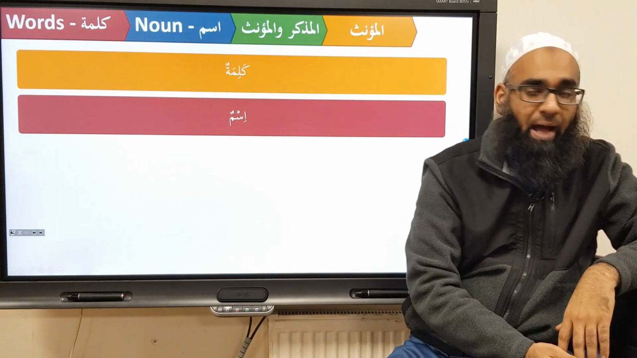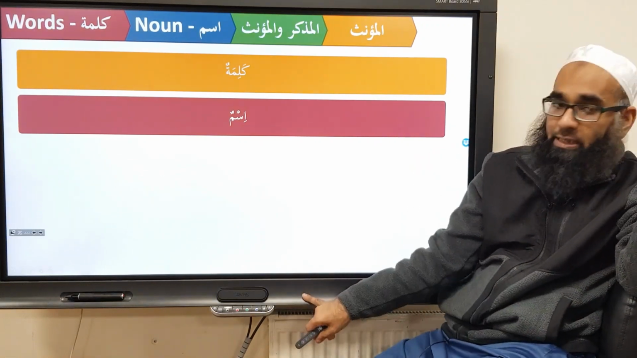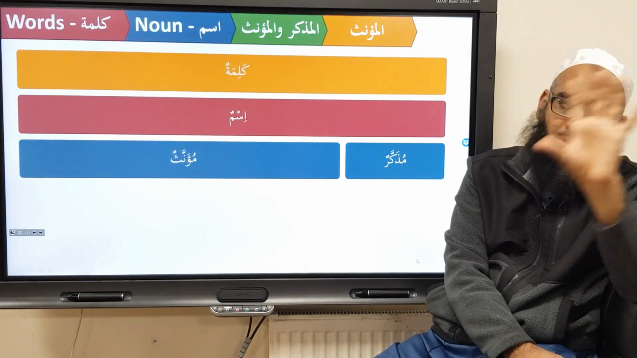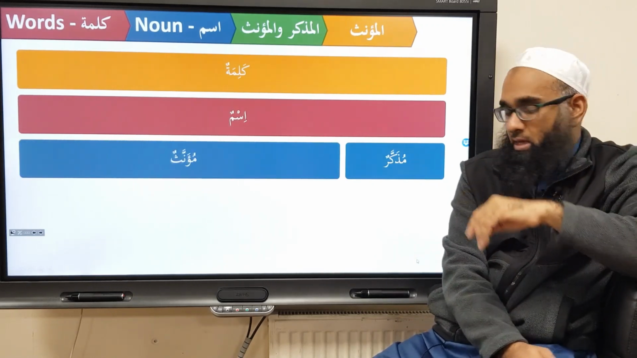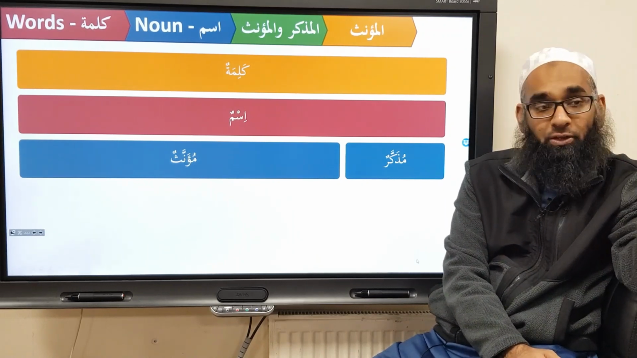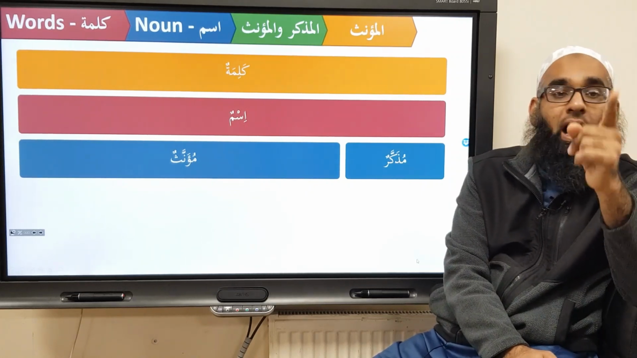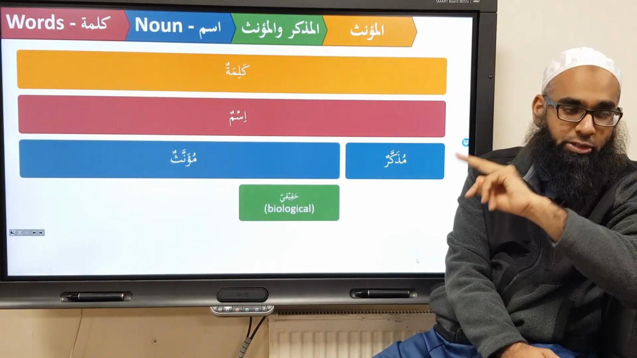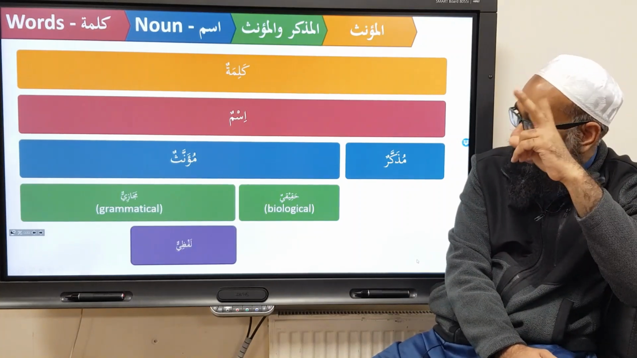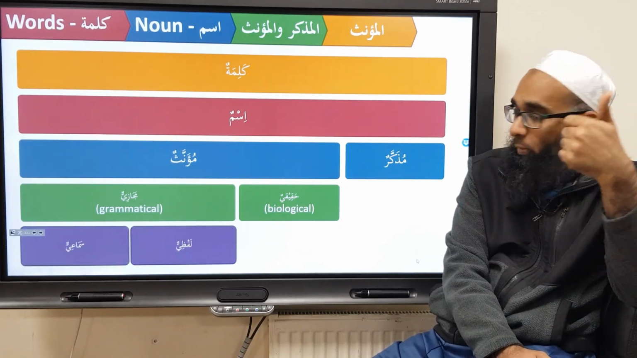Okay? So recap, we have kalima, and we're studying the kalima which is ism. And in terms of gender, you have mudhakkar and mu'annath. Everything that's not mu'annath is going to be mudhakkar. Mu'annath is two types. Haqiqi and majazi. Biological and grammatical. And then in majazi, what do we have? Lafzi and sama'i. What does sama'i mean?